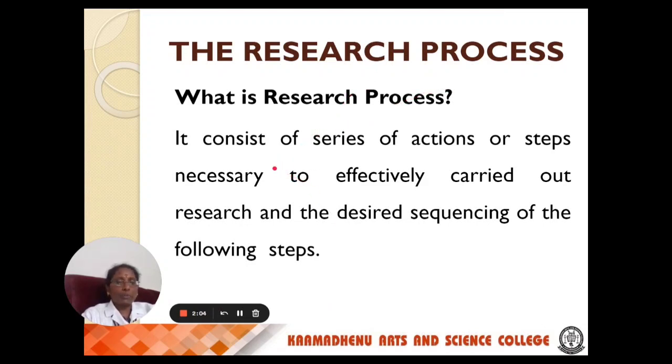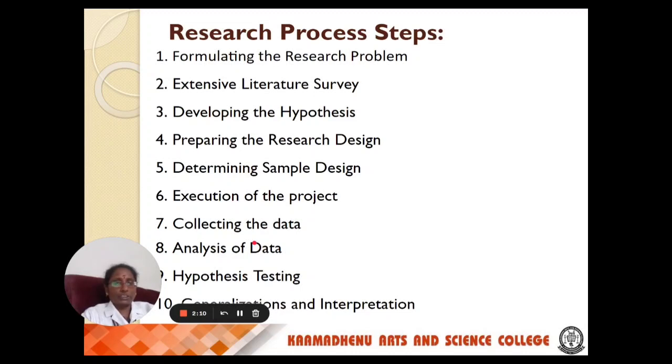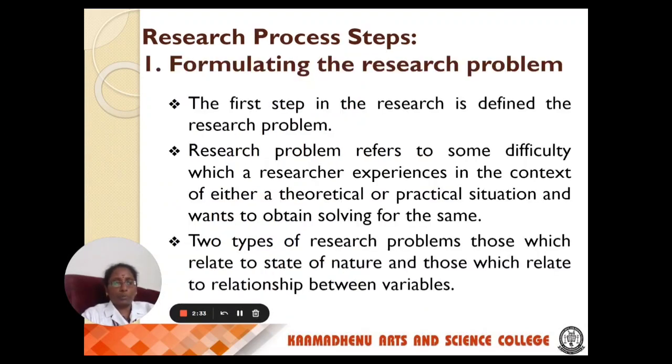What is the research process? It consists of a series of actions or steps necessary to effectively carry out research. So in total we have 11 steps. First one is formulating the research problem, extensive literature survey, developing the hypothesis, preparing research design, determining sample design, execution of the project, collecting the data, analysis of data, hypothesis testing, generalization and interpretation, and preparation of report.